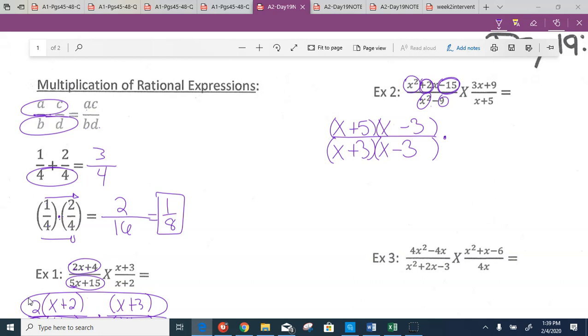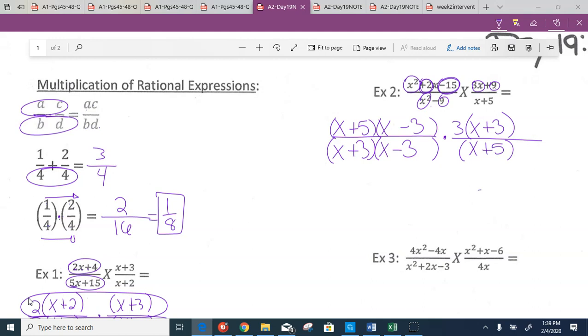Multiplying on the right side, oops, I'll get my line going. 3x plus 9, both of those things can be divided by 3, so I'll factor out a 3. 3x divided by 3 is just x. Positive 9 divided by 3 is positive 3. On the bottom, I just have x plus 5. That can't be factored or simplified in any other way.